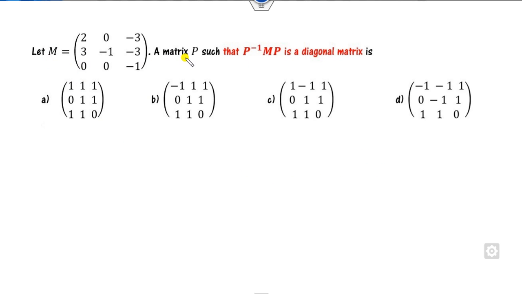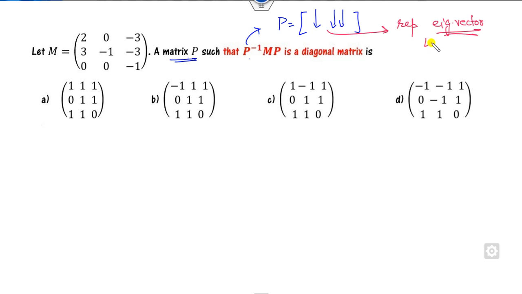Okay, so M is given here. Find the matrix P such that this becomes a diagonal matrix. So how can you find the matrix P? What is the property of P? How can you construct P? The columns represent eigenvectors, and they are linearly independent eigenvectors. So if I consider this as my eigenvector, and I am able to find this one, then it will be the right answer.